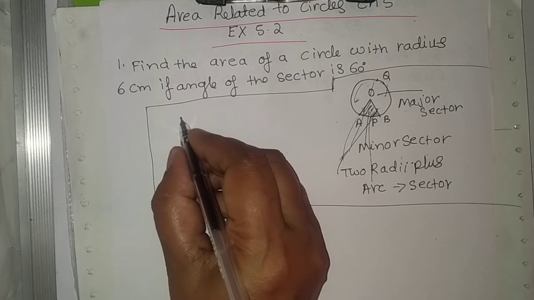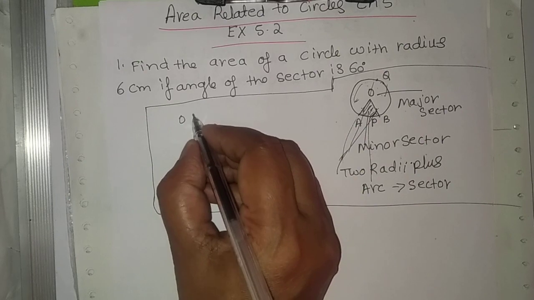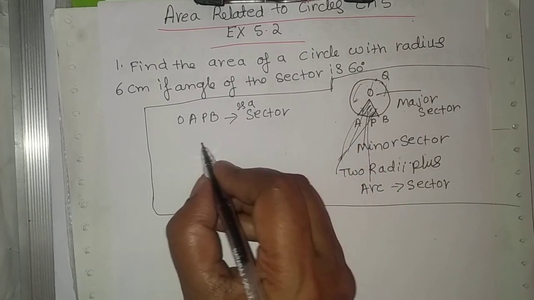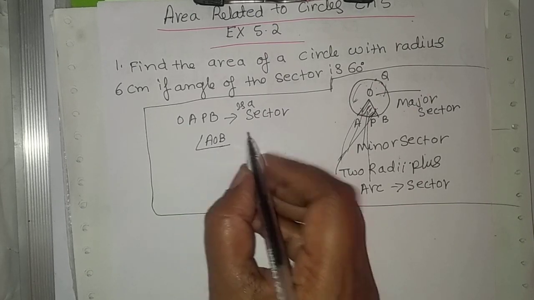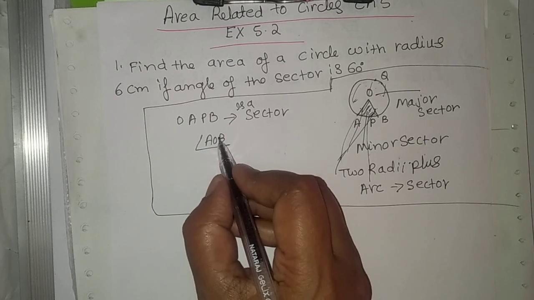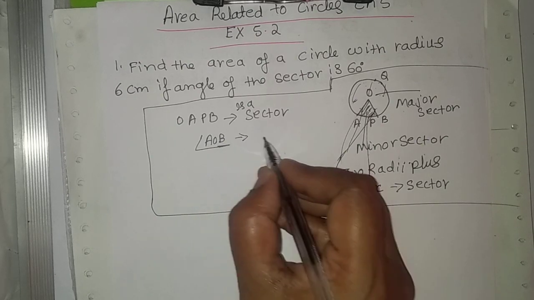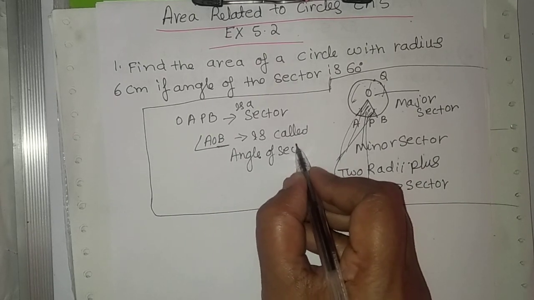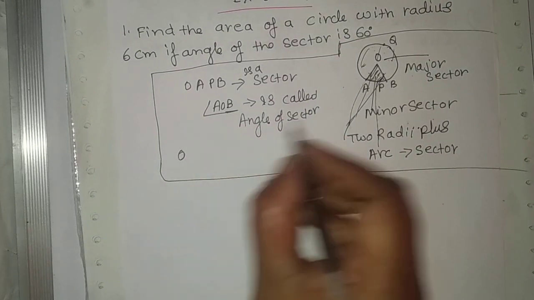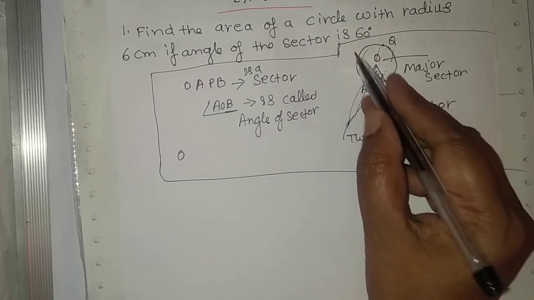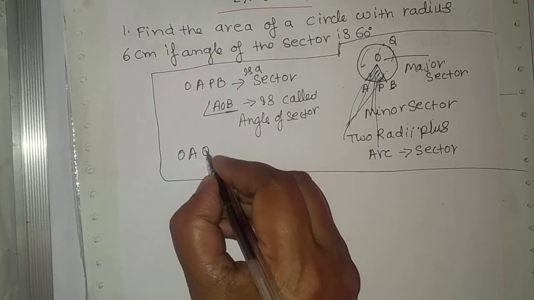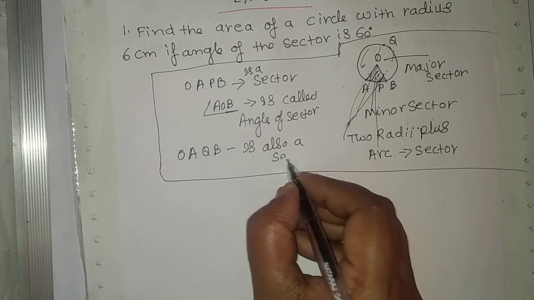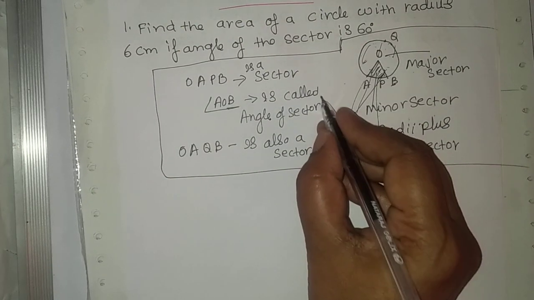Then next, OAPB is a sector. Then angle AOB. Before studying this question, we have to know a few points, that's why I am explaining this. Angle AOB is called the angle of the sector. Next, OAQB is also called a sector. As I explained, one is major and one is minor. That's all, so we'll move on to the problem now.